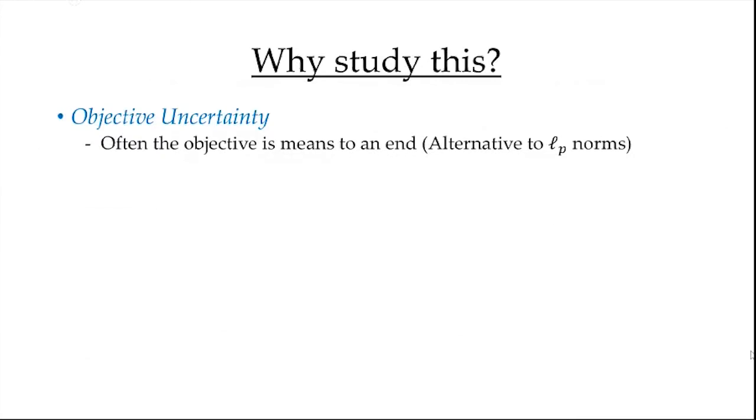Before we move on to this result, why study this? Apart from the fact that it might be a natural question to ask, in many problems the objective function is a means to an end. For example, for clustering, you don't know if K-median or K-center is the correct objective. In fact, people often look at K-means. That's a different way of looking at it, an LP norm, or the Q norm of these distances. So this is giving you another knob to tweak and study these optimization problems.